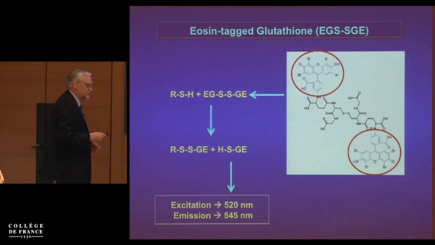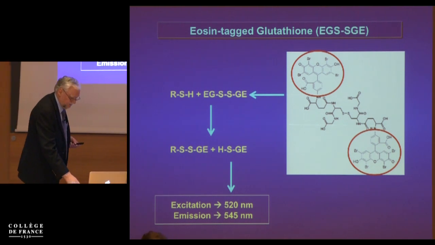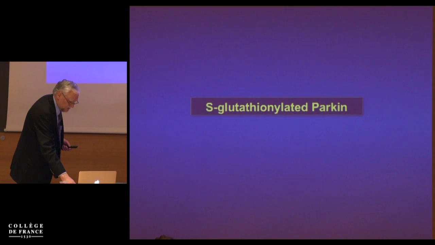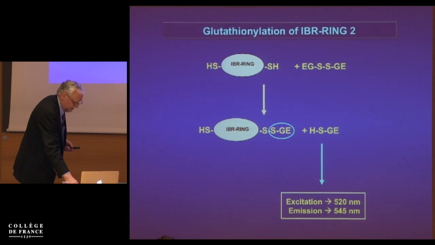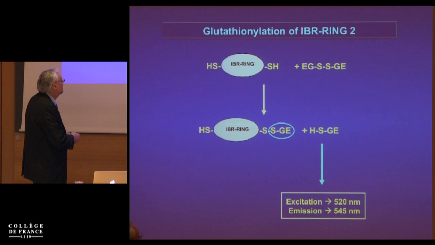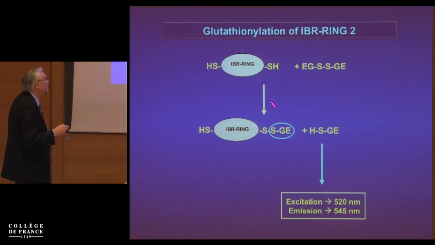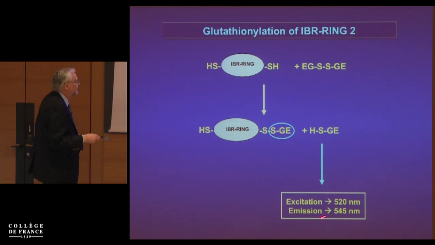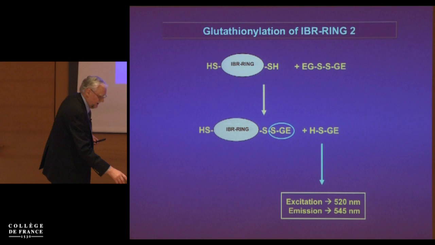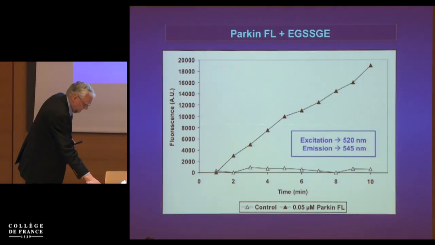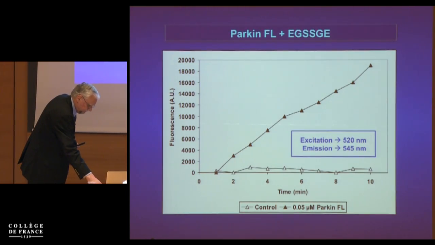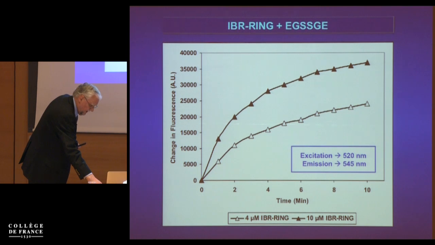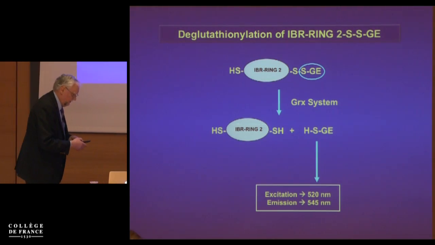And we can use this in two ways. We can measure activity with this, but we can also glutathionylate proteins like Parkin here. So we take the maltose binding protein, in this case, and Parkin, react with this, and we follow the reaction by looking at the formation of free eosin glutathione. And the same for another protein here. And we can look at the opposite.